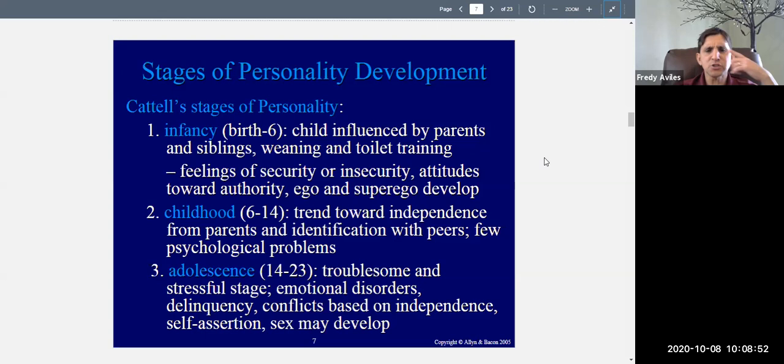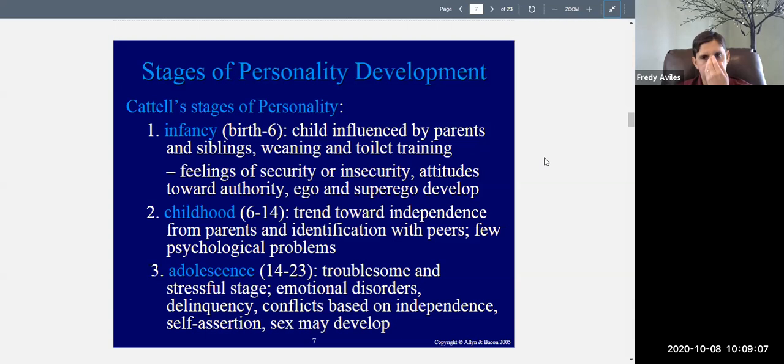Few psychological problems. According to Cattell, childhood is usually a very good time for children, right? They're not really stressed out. They're not really anxious. They play and they learn and they have friends. It's supposed to be a happy time. That's what your childhood is supposed to be.